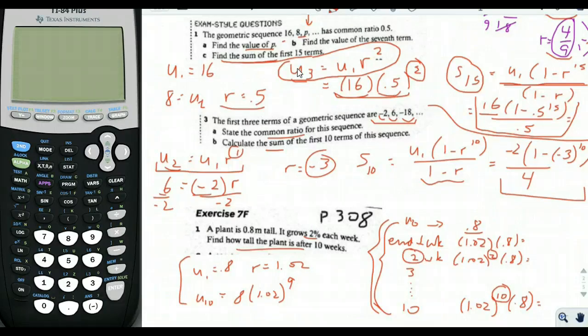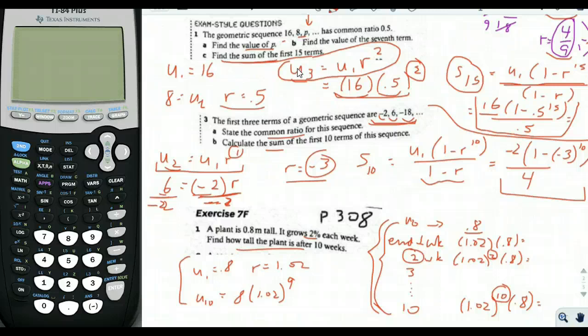How do we find r? Well, we divide both sides by -2. And then on the right side we have r. On the left side, we have 6 divided by -2, which is -3. We just found r. Okay? And r is a negative number. That shouldn't surprise us, because if you look at the sequence, it alternates between positive and negative numbers. The only way that can happen is if the multiplier is negative.